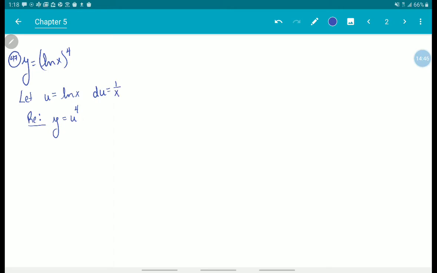So we've done our rewrite. Now let's take the derivative. The derivative is going to be 4u to the third, that's the power rule, times du. And then if we sub back in, we're going to have 4 times ln of x to the third times du, which is 1 over x. So some of these are not going to be very pretty, but they're fun.